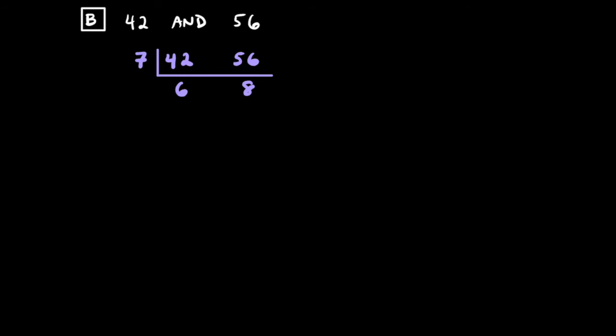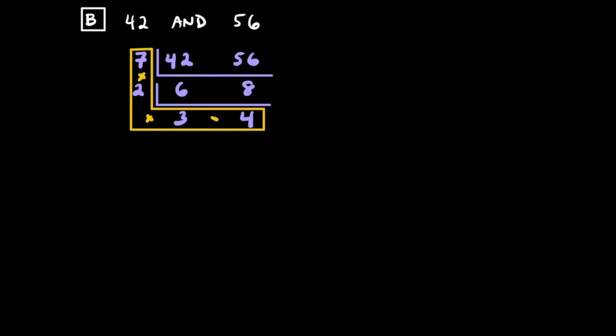Since 6 and 8 still have a common factor besides 1, I'm going to make another step of the ladder here. A common factor that I can think of for 6 and 8 is going to be 2. 2 goes into 6 3 times, and 2 goes into 8 4 times. I can't make a third step of this ladder because 3 and 4 are relatively prime, and their GCF is 1. And the product of these outside numbers is going to get us the least common multiple.